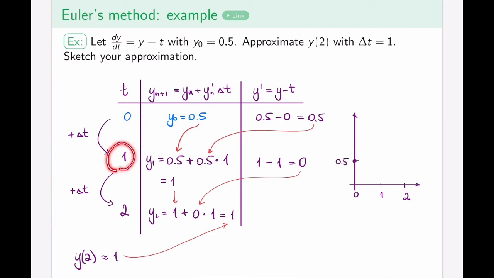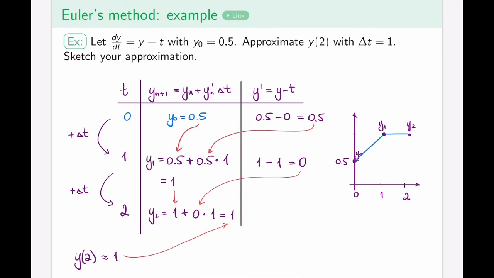At y1, at t equals 1, I had y equals 1. So at t equals 1, I have y equals 1 here. This is my y0. This is my y1. And then at t equals 2, I also had that y2 was equal to 1. And that is because, of course, the slope was 0, which means the tangent line was horizontal. So for y2, I stayed there. And this entire thing was connected by tangent lines to the original solution curve.